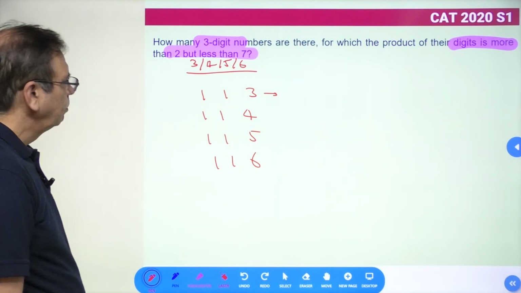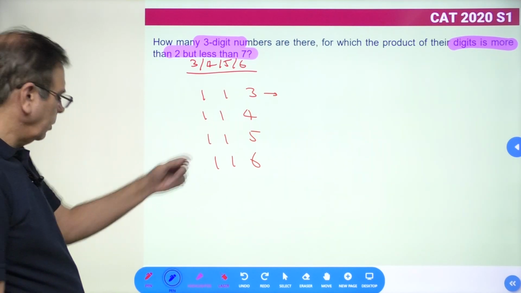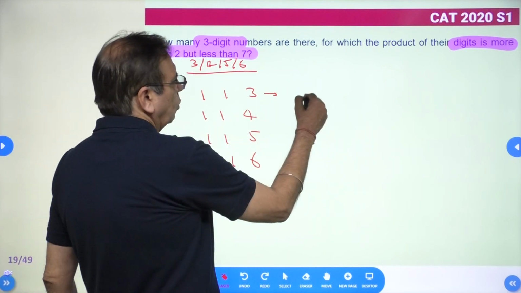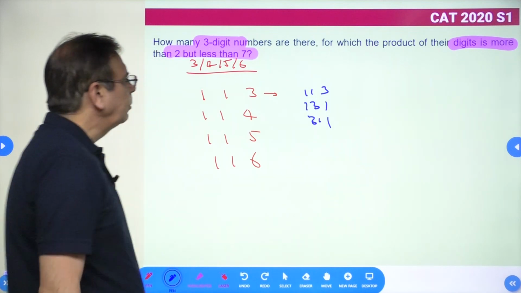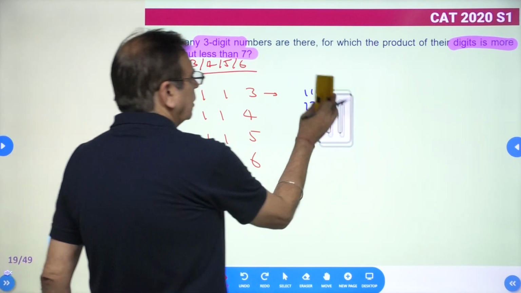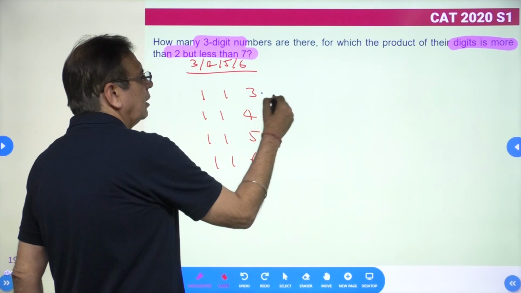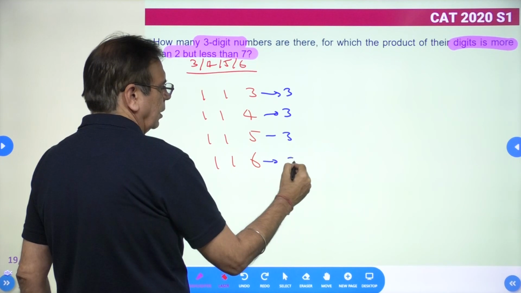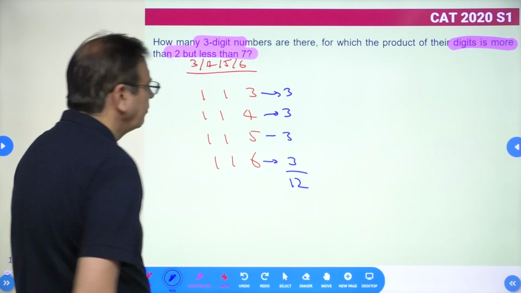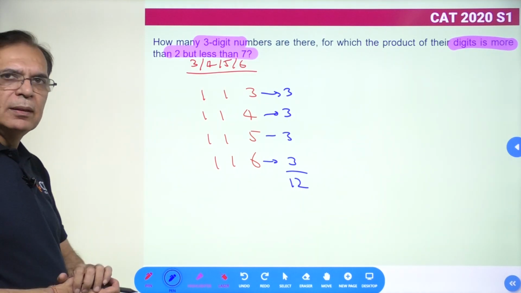Okay. So how many possibilities here? So this one could be 113, 131, 311. How many possibilities? 3. So there are these 3 digits, 113 can be arranged in 3 ways. Similarly, 3 ways, 3 ways and 3 ways. So 12 cases with 1 1, and the product ranges from 3 to 6. So we have done with 1 1.